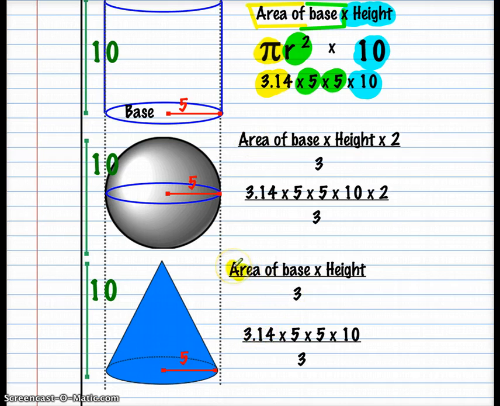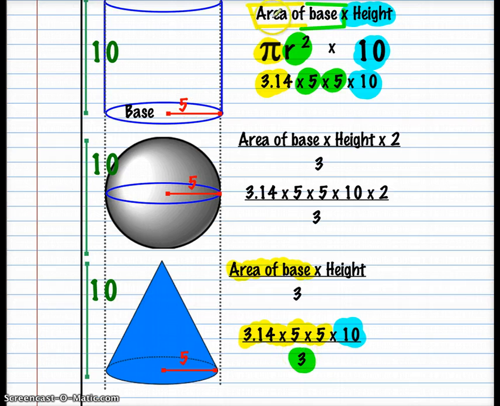Area of the base. Okay, I'm going to do this in a few less colors. Area of the base, which is pi times radius squared. That's why the 5 shows up twice. Times the height, and the height again is 10. But now, since it is 1/3 the volume of this cone, we'll divide it by 3.